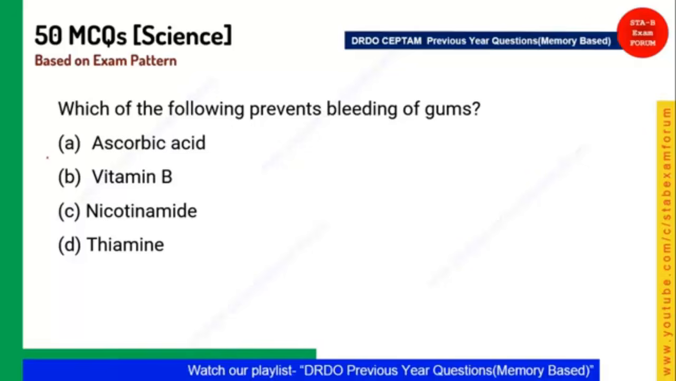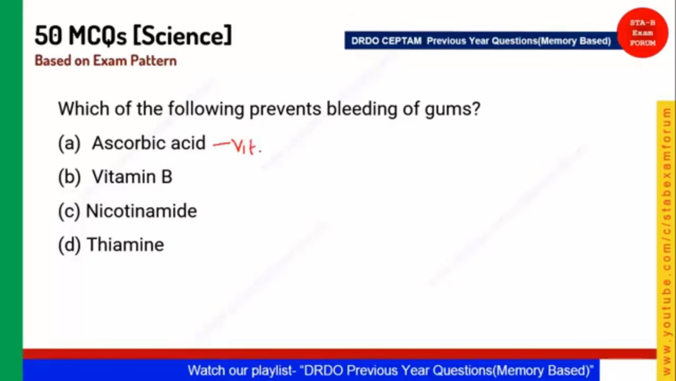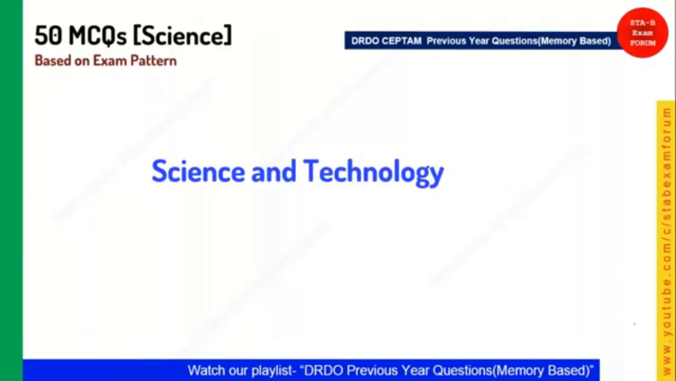Which vitamin is used for that? As you know, vitamin C, which is also known as ascorbic acid, is used to prevent the bleeding of gums. So option A is the correct answer. So we have seen physics, chemistry and biology 10 questions. So we have completed 30 questions, student.